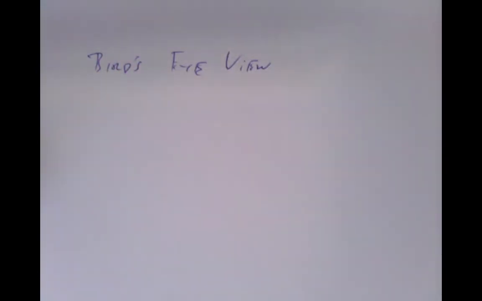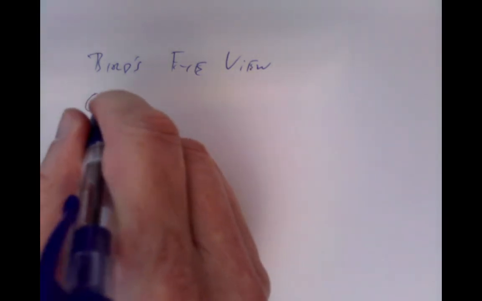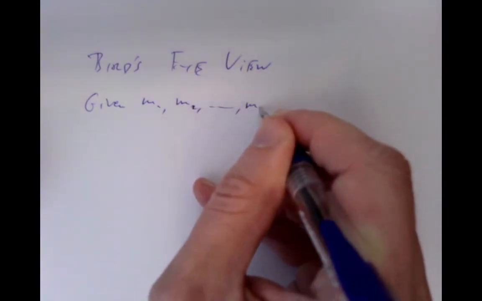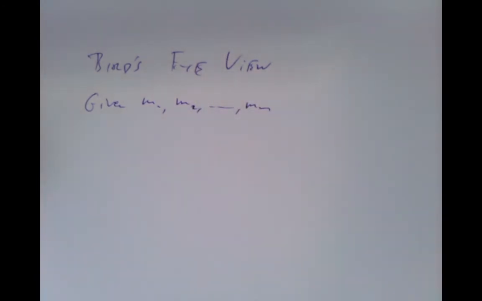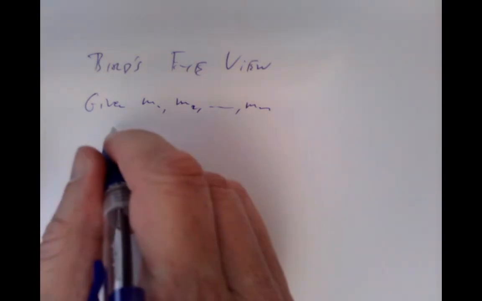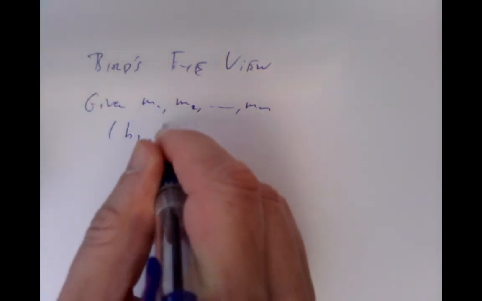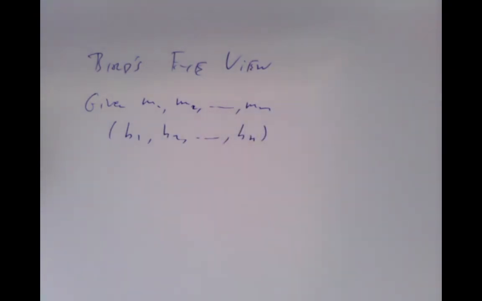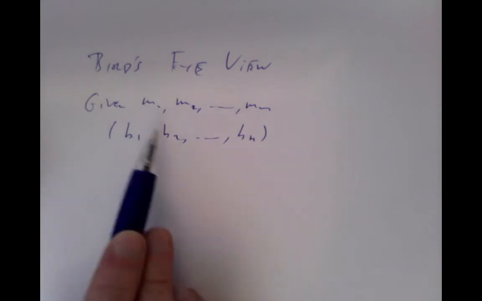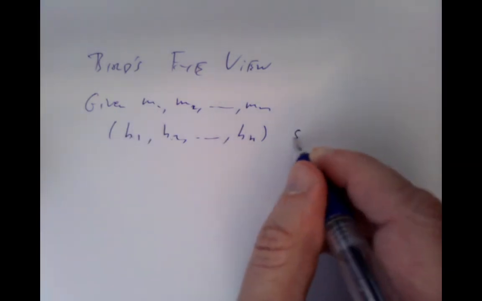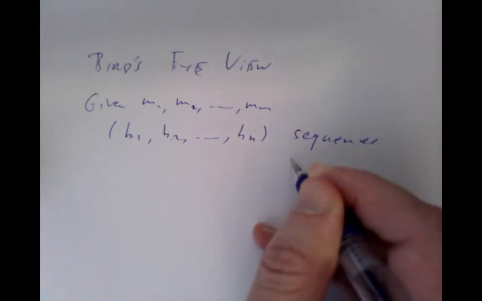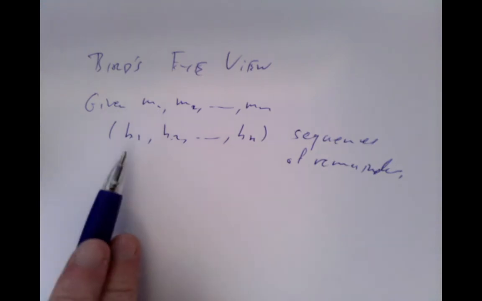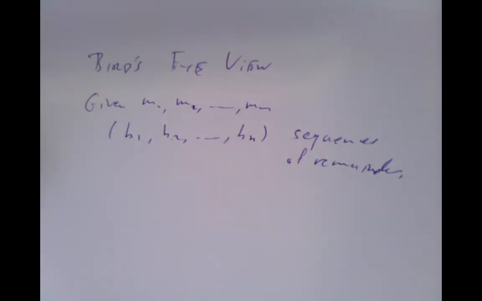Makes it somehow easier to remember how it all works. So imagine we're given these m1, m2, and so on up to mn numbers that we want to work modulo. It's convenient then to think about not just one remainder, but a whole sequence of remainders put together as something like a vector of remainders. This is supposed to be b1 mod m1, and so on and so forth. So we take the sequences of remainders, and they're all modulo different things, b1, b2, and so on, modulo m1, m2, and so on.